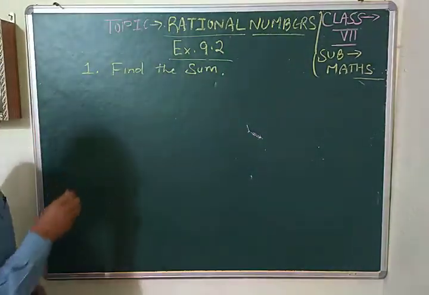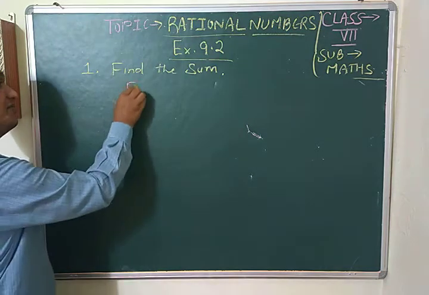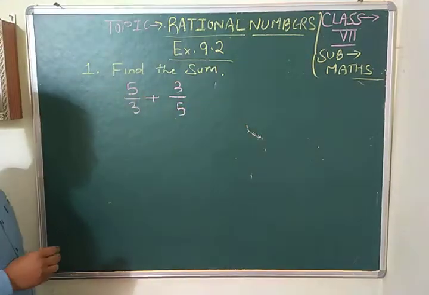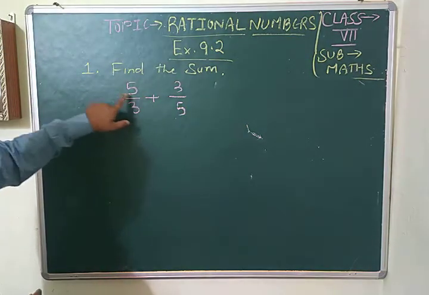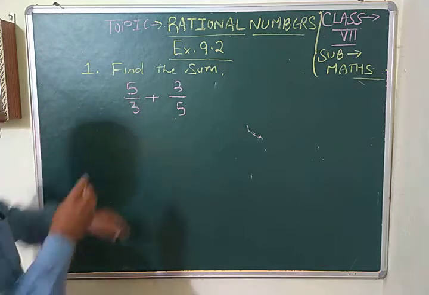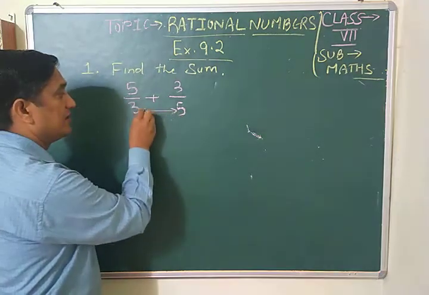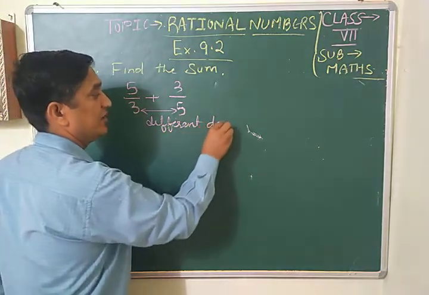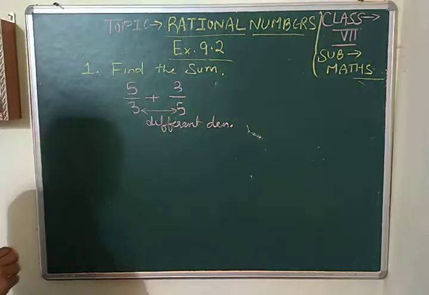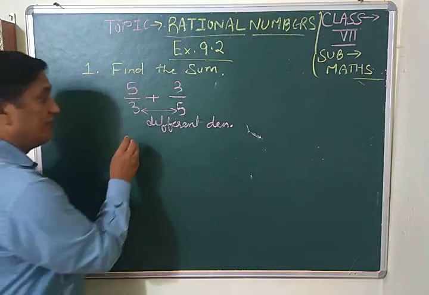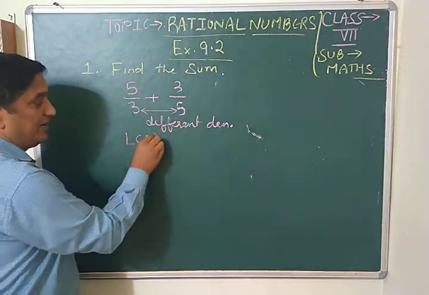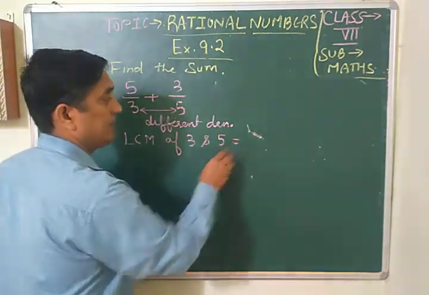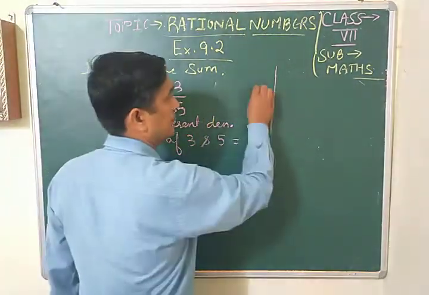Second part is 5 upon 3 plus 3 upon 5. Now look children, here we have to add the 5 upon 3 and 3 upon 5. But here we have different denominators. So children, in this case, what we have to do? We have to find the LCM of the denominators, that is 3 and 5. We know how to find their LCM.